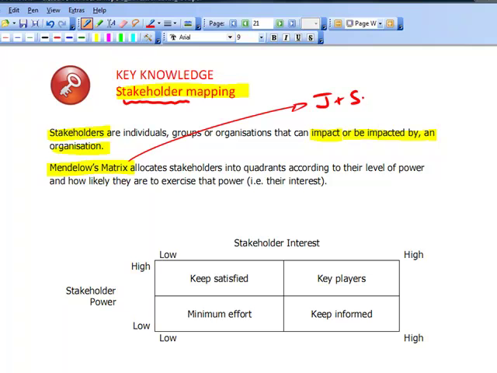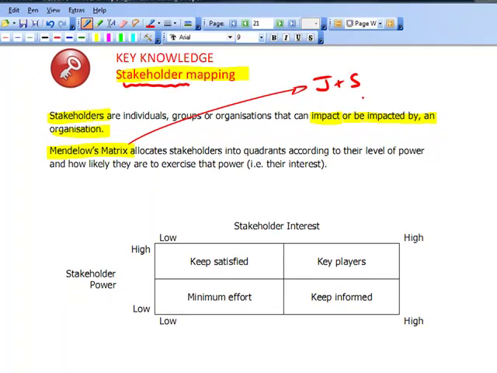Okay, so let's have a quick look at this in more detail. Stakeholder mapping is saying, look, Mendelow's Matrix allocates stakeholders into quadrants according to the level of power and how likely they are to exercise that power. In other words, their interest. So if we look at the matrix at the bottom of page 21, we've got stakeholder interest and stakeholder power. Let's look at each of these quadrants in turn.